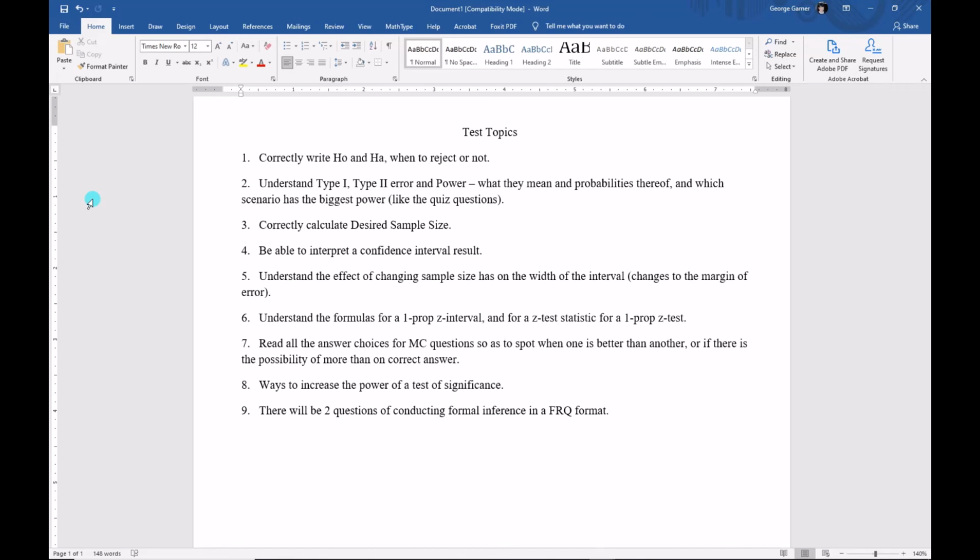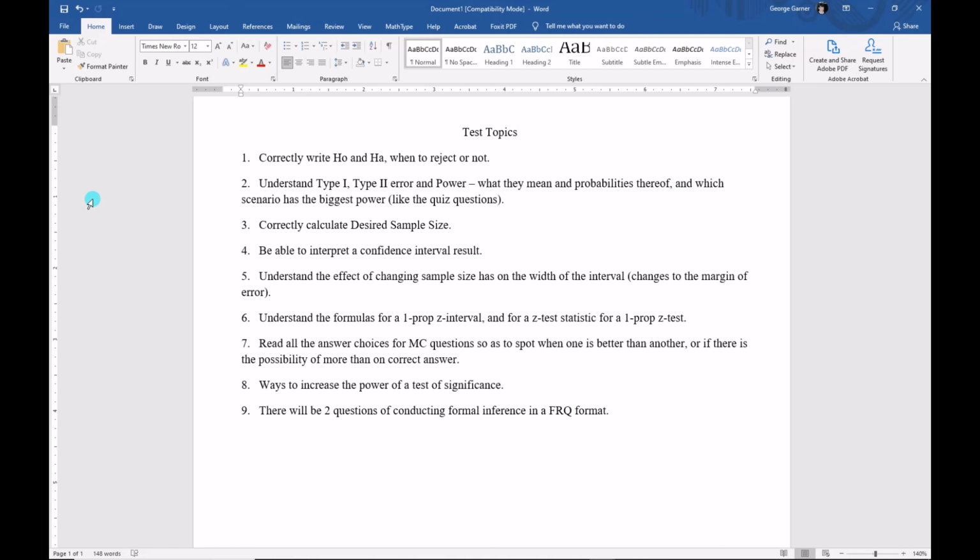That'll help. Look at the formulas for a 1 prop z interval and for a test statistic for a 1 prop z test. I think you can use a formula chart if you want, but I don't think I would pester you with 2 proportions, since those formulas are a little bit out there.